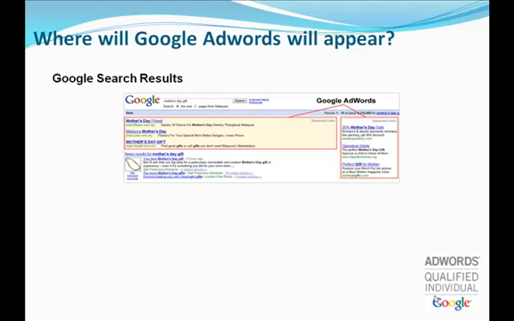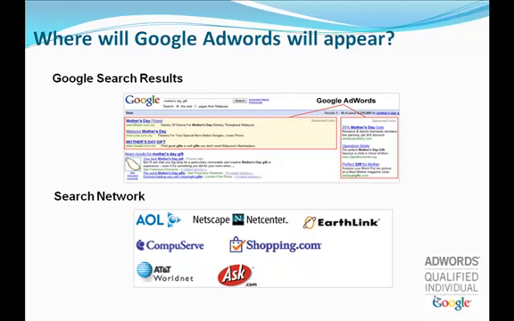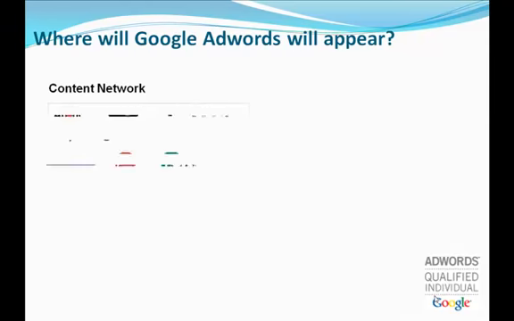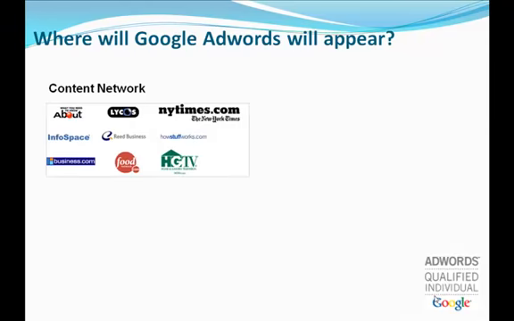Where does Google AdWords appear? Again, where you're most familiar with it, in Google. Also in the search network, AOL, Ask.com, and a lot of other search engines use Google AdWords. They're essentially reselling Google AdWords ads, placing them in a similar fashion.